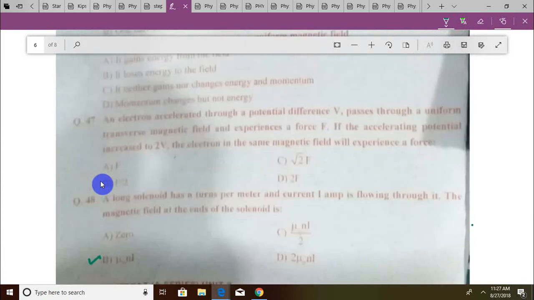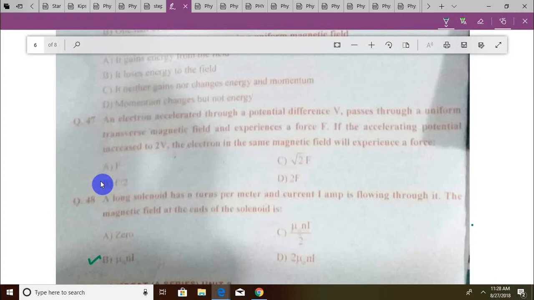So we have an electron accelerated through potential difference V. So if they ask you for the energy possessed by it or the velocity, you can find it easily. E into V will be the energy so possessed. So we know the name of the particle.